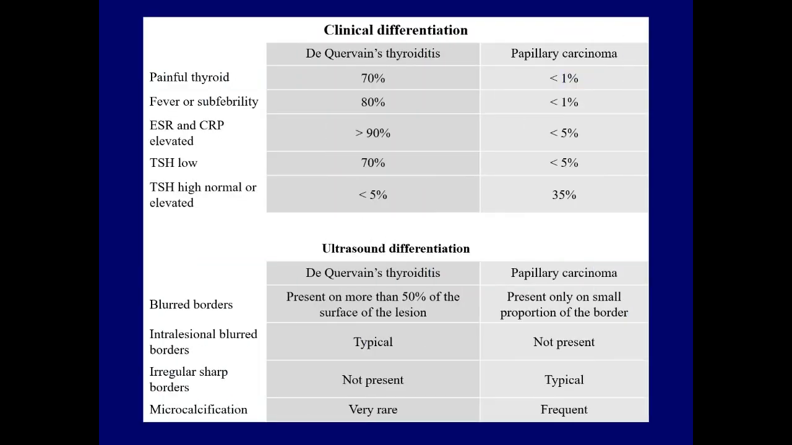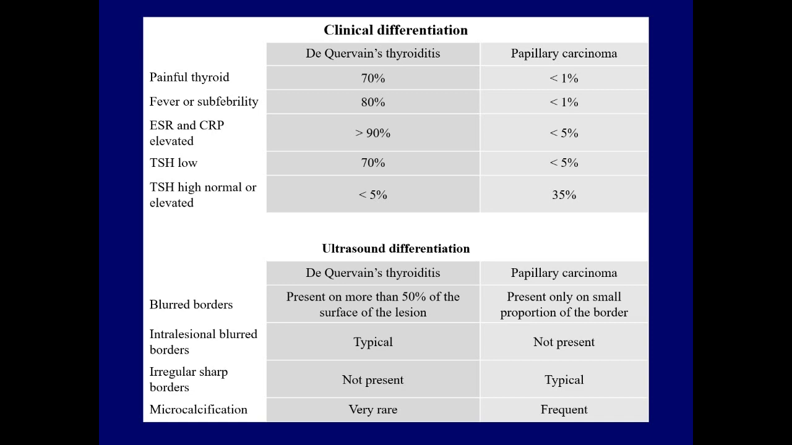The two entities strikingly differ in clinical presentation and in laboratory tests. An experienced clinician has little, if any, doubt, examining a patient presenting a painful thyroid with fever and elevated CRP or ESR level, that the patient has subacute thyroiditis with all probability.